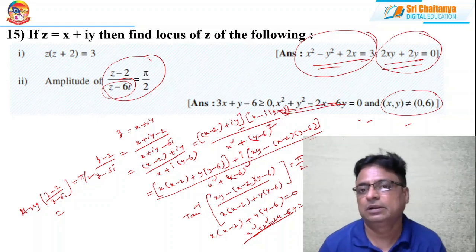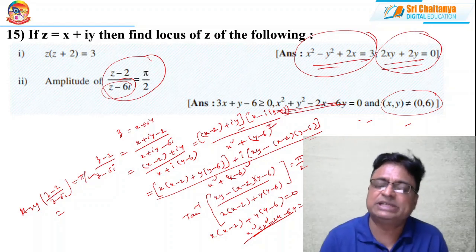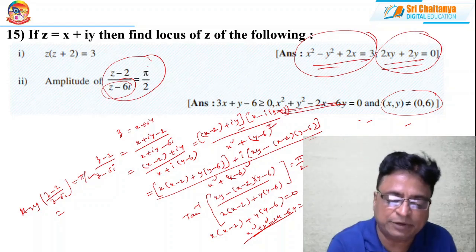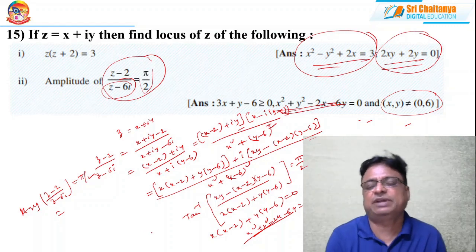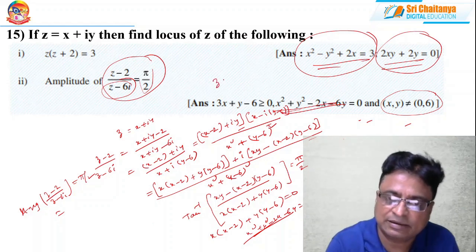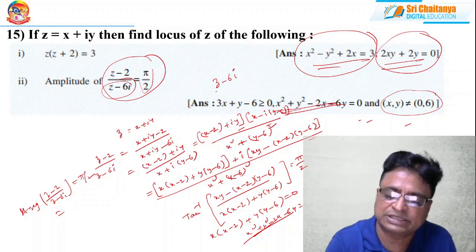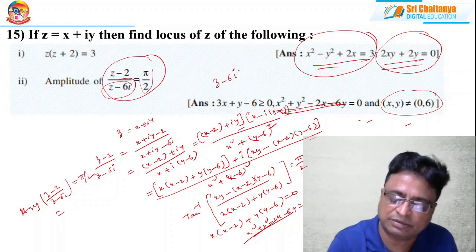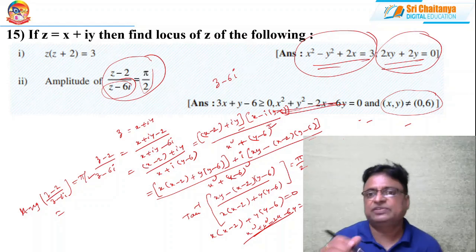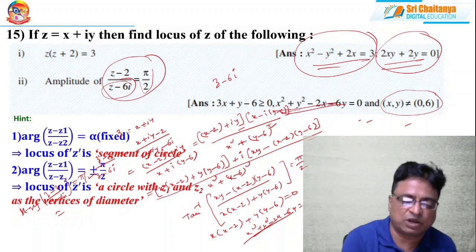And moreover, that 3x plus y minus 6 is always greater than 0, because here pi by 2 is given for you. So z minus 6i is always positive, that means the real part is always positive. So actually this is the way to find the locus of the problem, but here I am giving a small hint for you.